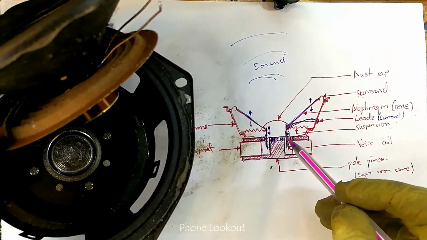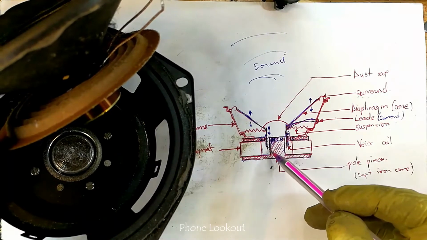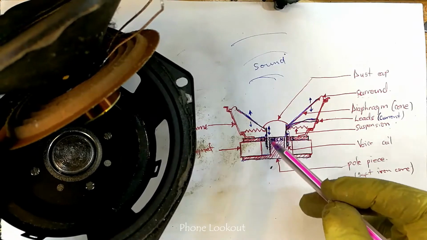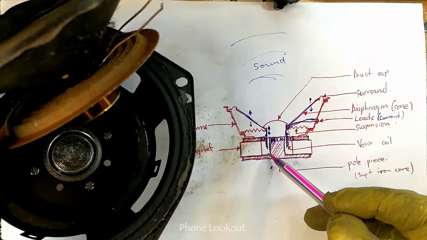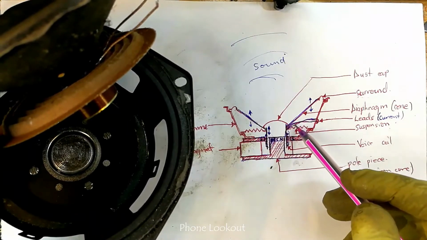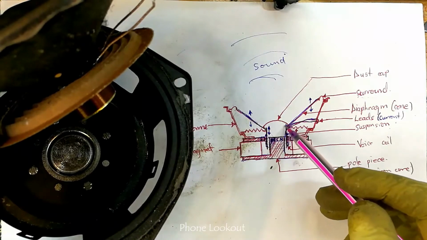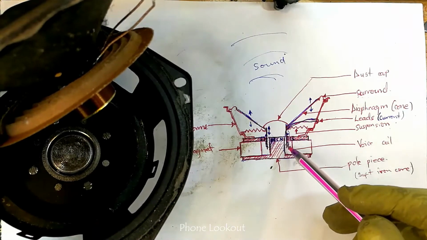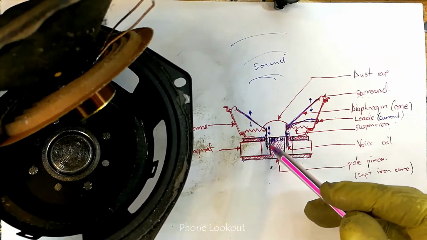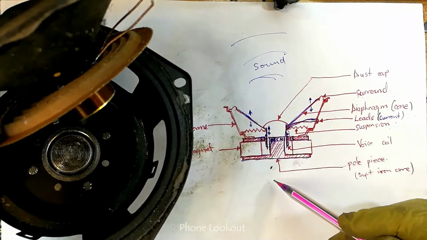The suspension is to keep the coil and its shaft suspended in air so that when it vibrates up and down, it never touches the bottom of the pole piece. And that dust cap you see right there prevents dust from entering that gap in between, because you want these coils moving and not touching either side of the pole pieces.